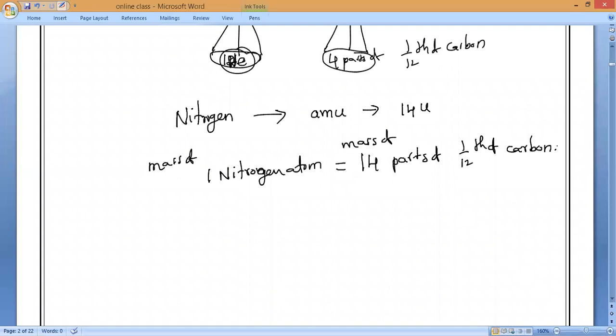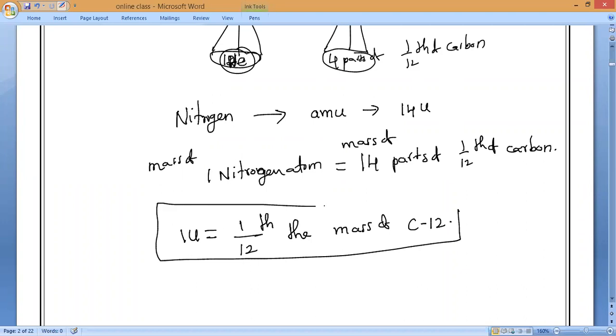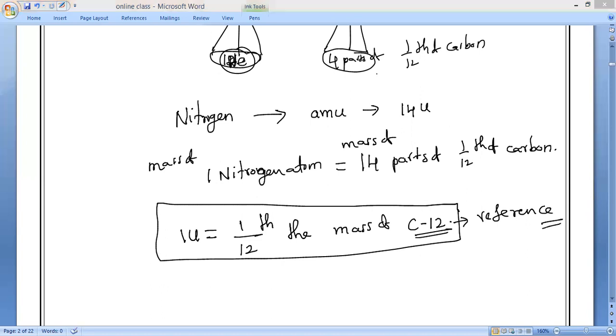Always keep in mind that 1 atomic mass unit is equal to 1/12th of the mass of carbon-12. Why are we taking it? Because carbon-12 is the most standard one, a stable isotope. That is why carbon-12 is our reference atom. Do you understand, everybody? So that is what you have to remember.